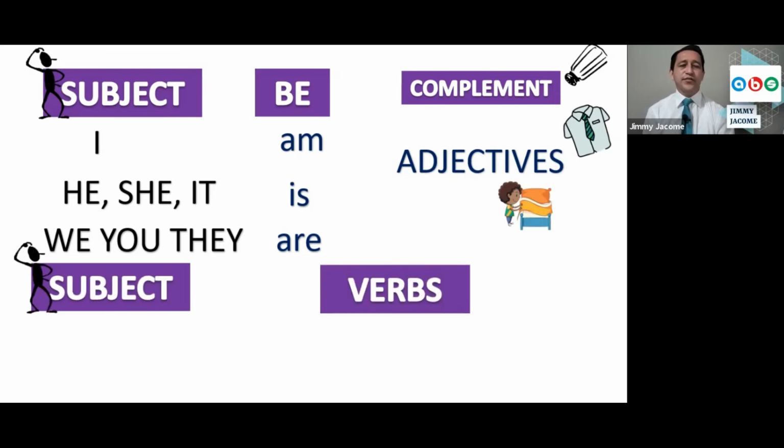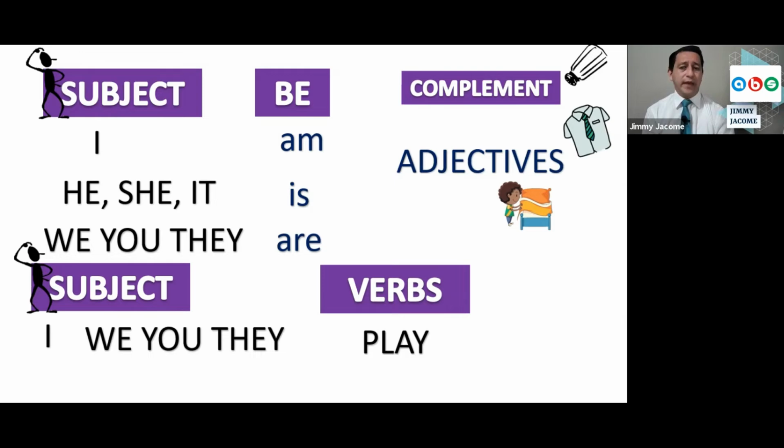And with verbs, you have to use a subject and the verb. It's so easy. I, you, we, they with verbs: I play soccer, we play soccer, you play soccer, they play soccer.